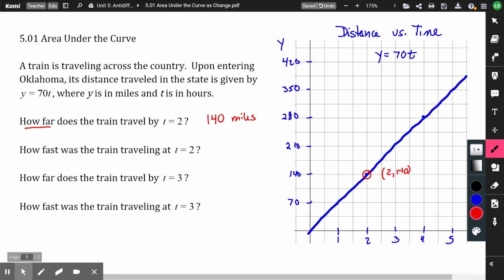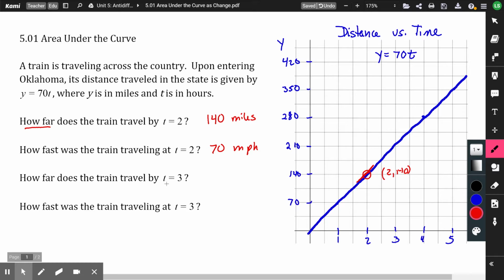How fast was the train traveling at t equals 2 has to refer to your derivative. So we're talking about the value of the slope of this particular line. In this case, that's going to be 70 miles per hour. And again, we can do the same analysis for really any of these different time values.